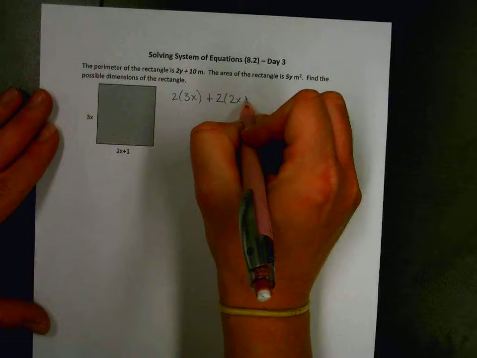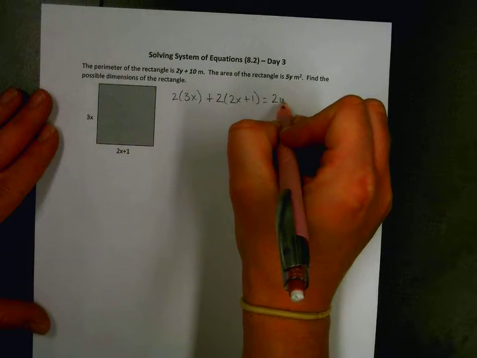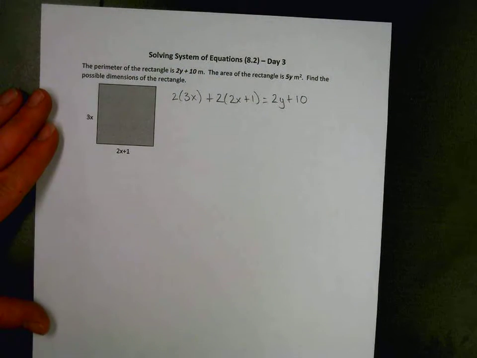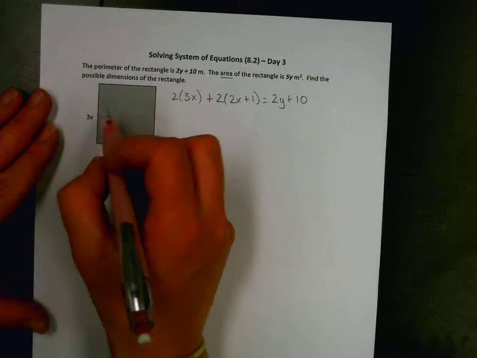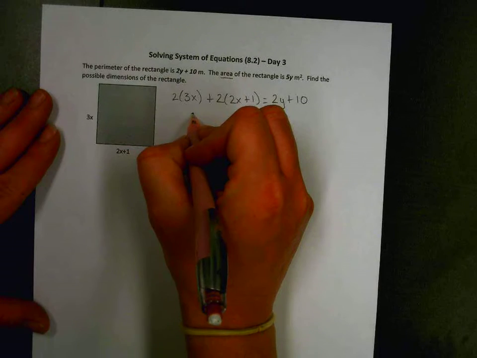And then I'm going to write a second equation that relates to the area of the rectangle. Well, the area of a rectangle I know is length times width, so I'm going to take 3x and multiply it by 2x plus 1, and that is going to equal 5y.